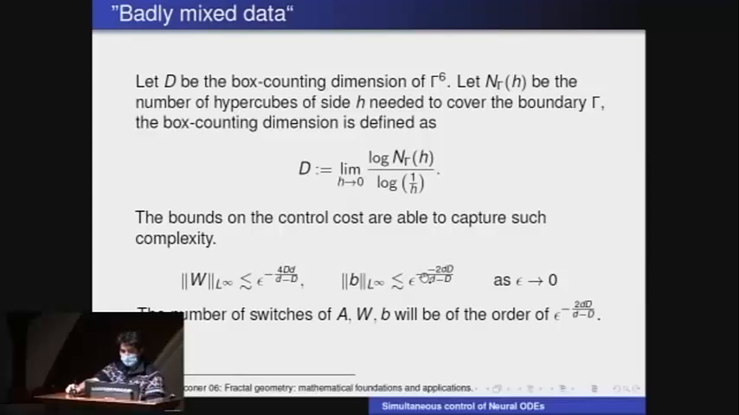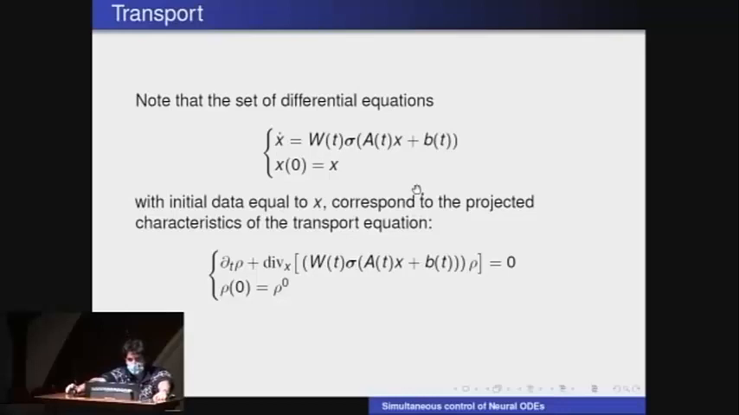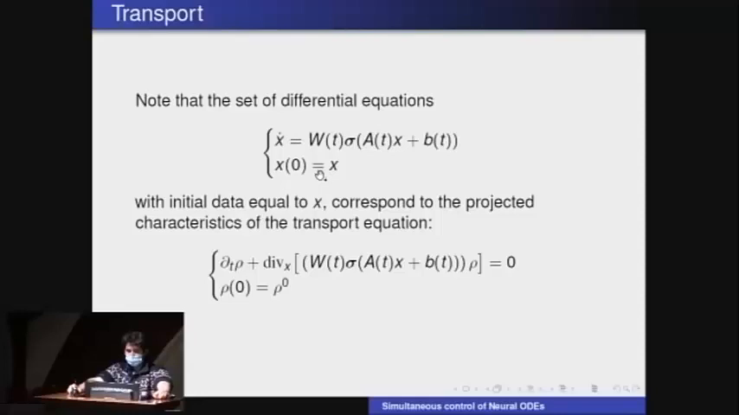So finally, what I will comment on is this: when we have understood that we could approximately control this equation for some part of the initial data, what does this mean? This can be seen as the characteristics of a transport equation. This is because the controls W, A, and B are the same for each characteristic. So since this is a simultaneous control, we expect to have some results for this transport equation where this field here comes from the neural ODE.